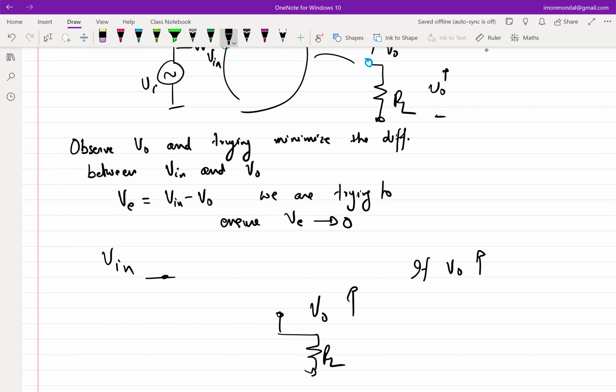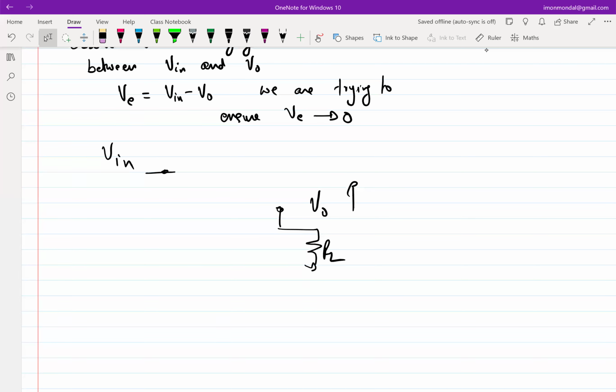If V naught increases, the error voltage is decreasing, right? What should the corrective action be? The corrective action should be to ensure that. So see, okay, think in this way. Let me not confuse you. So think in these terms, right?